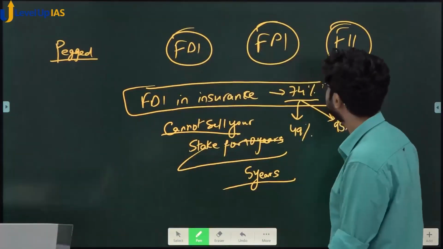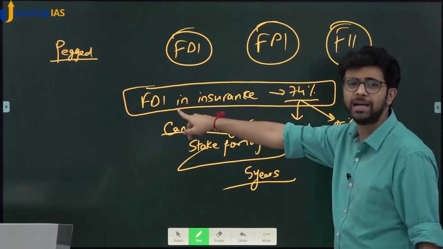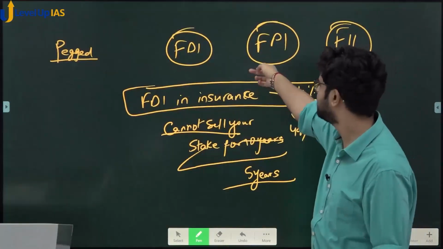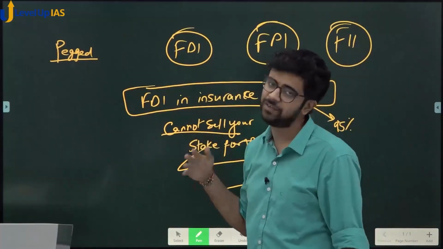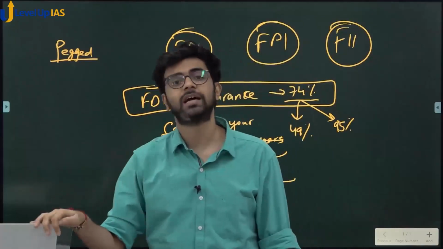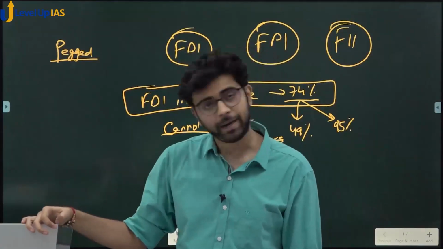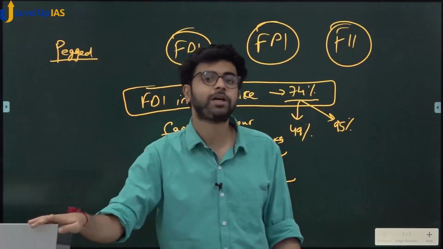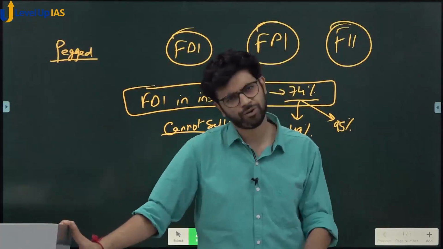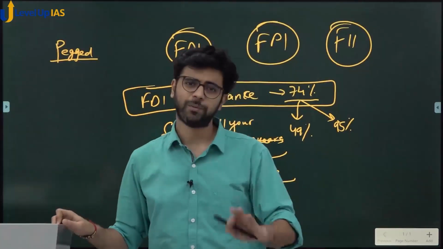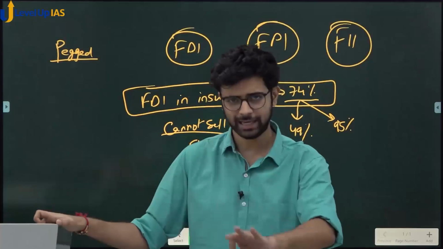Why do we call it FDI? Because more than 10% FPI automatically becomes FDI. We have seen that. We also saw that FDI has two routes. One is the automatic route and the second is the approval route. Automatic route means if you satisfy the criteria, you don't need to get the approval of your case by the government.